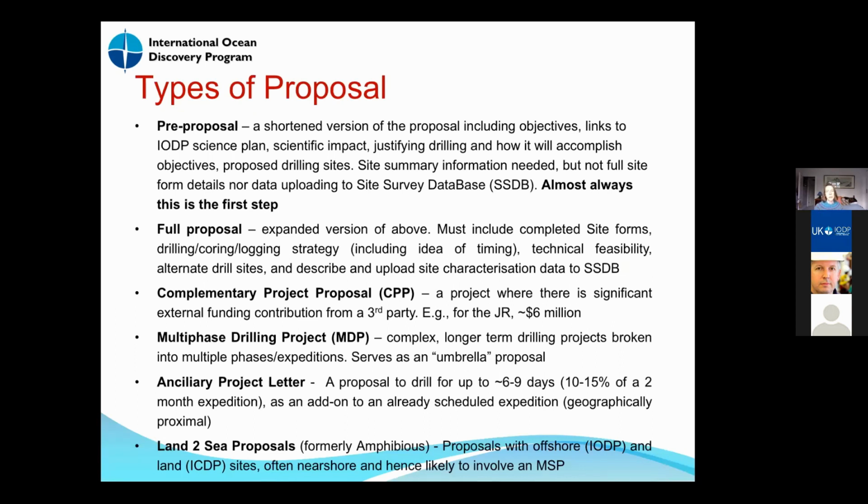We have different types of proposal, and some of these are because of the nature of the project, and some of them are the different stages of your proposal as it goes through the system. The main two stages are a pre-proposal and a full proposal. The pre-proposal is a shortened version of the proposal. It still has to include your objectives, your links to the IODP science plan, outlining your scientific impact, hopefully globally, justifying the drilling, i.e. why is drilling the way to do this, and how you would go about accomplishing your objectives, so some outline of the methods, and ideally your proposed drilling sites. It's not so helpful if you have no sites suggested at all, but a minimal amount of information is required for the sites themselves.